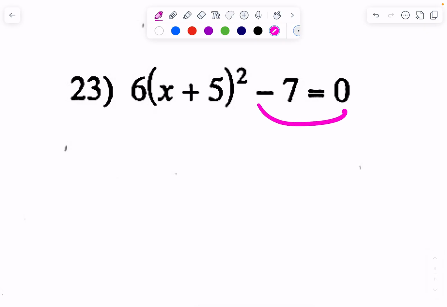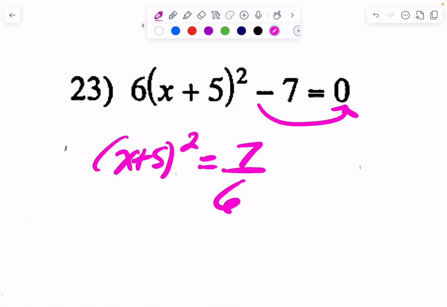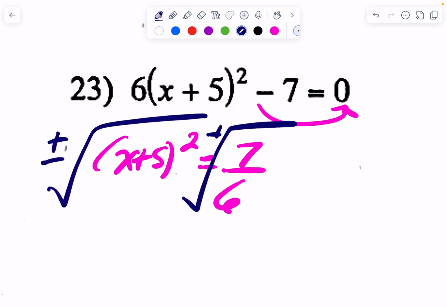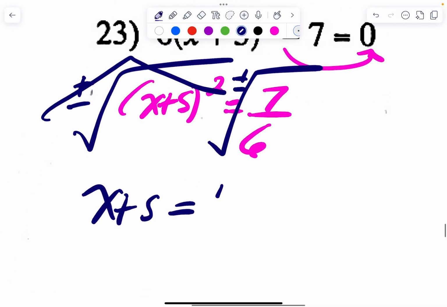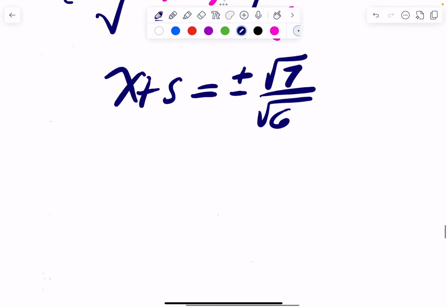Right, we're adding 7, dividing by, let's do 2 birds with 1 stone. Add 7, divide by 6. So that'd be x plus 5 squared equals 7 over 6. Square root both sides, put a plus and minus. So x plus 5, and the plus and minus would cancel out on the left. So we have x plus 5 equals plus and minus square root of 7 over square root of 6.